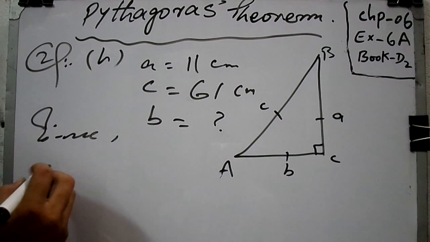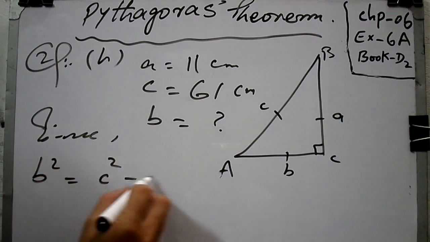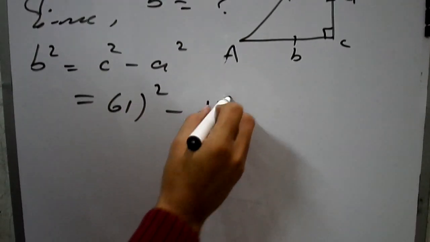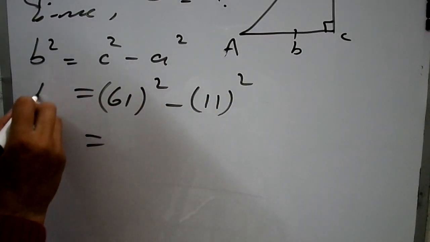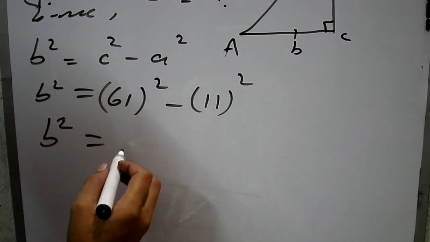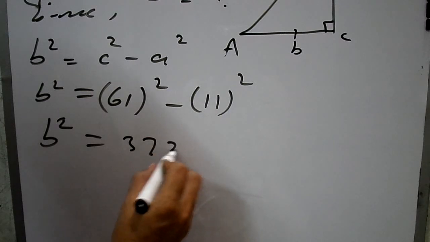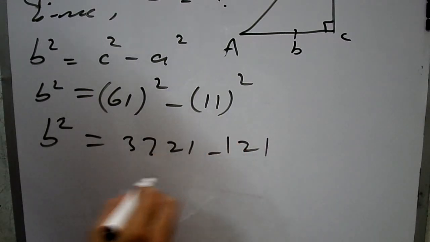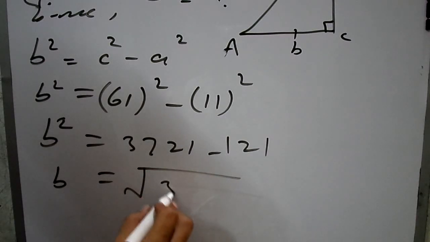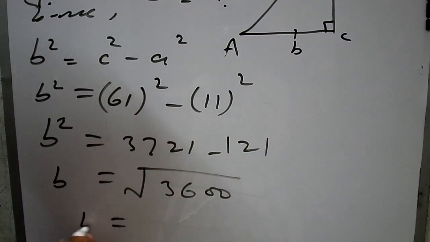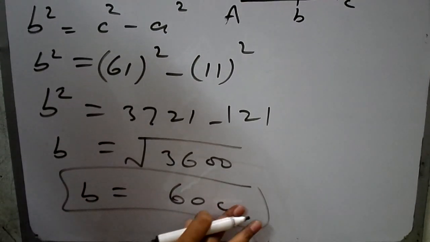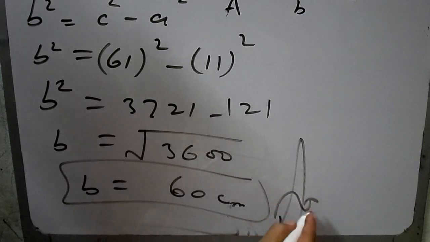Since Pythagoras theorem, B square is equal to C square minus A square, putting the values 61 square, 11 square, so that is your B square. So you will get 61 square, you will get 3721, and 11 square is 121, so the value of B square after subtraction is 3600, so the value of B is 60 centimeter. So that is your answer.